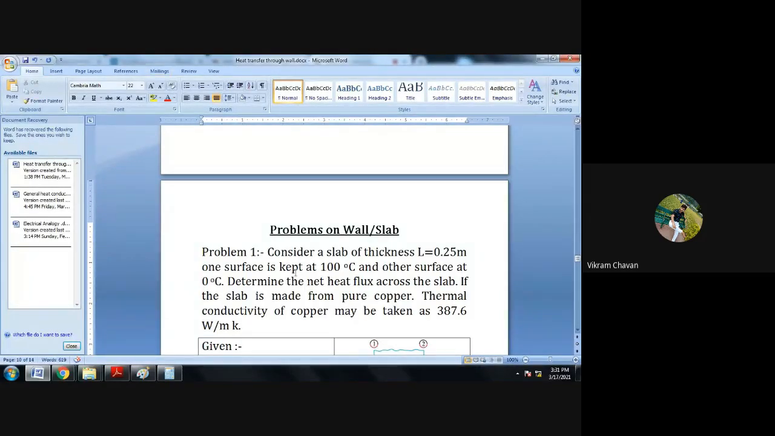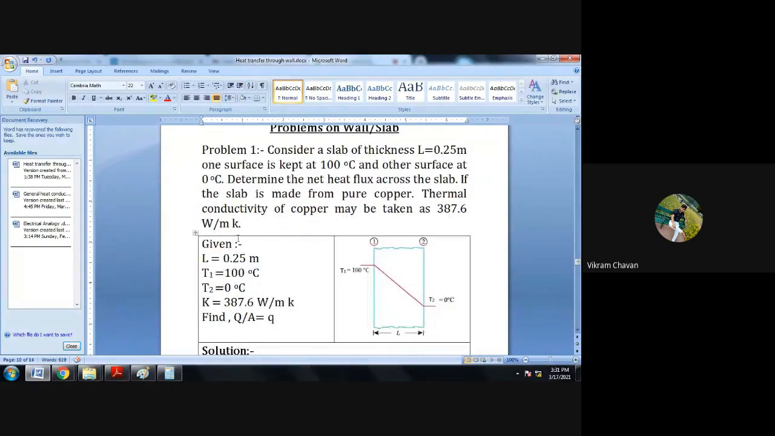So the given data: the thickness of the wall is provided, L is equal to 0.25 meter. Write down the given data. Then one surface is maintained at 100 degrees Celsius, so T1 will be considered as 100 degrees Celsius.